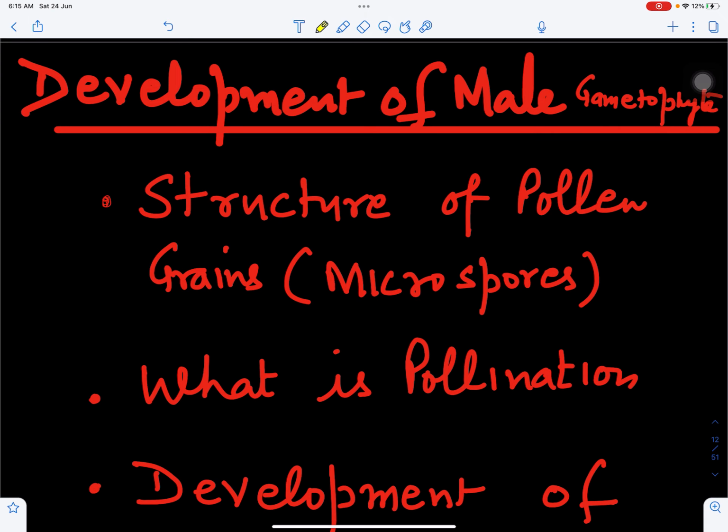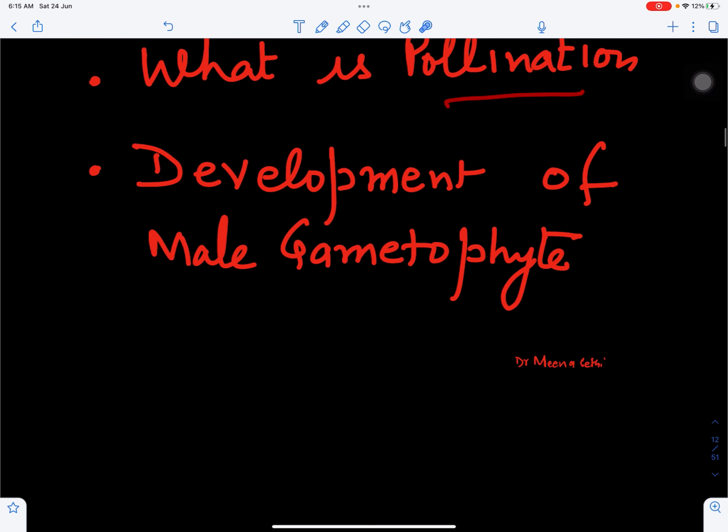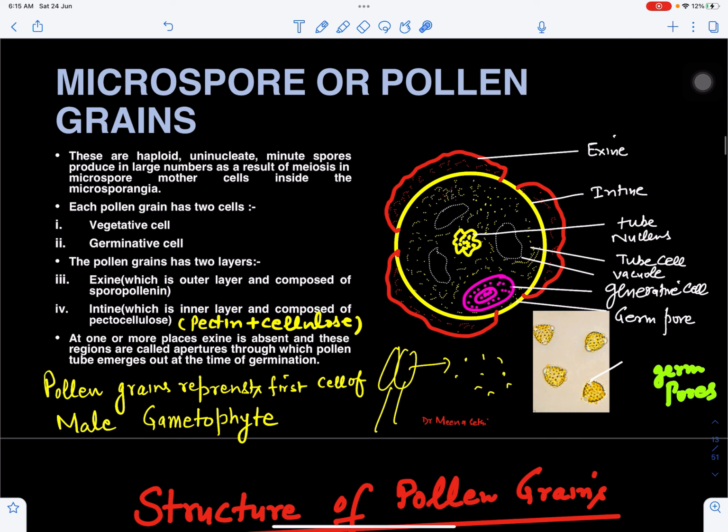Now pollen grains are the first cell which represents the male gametophyte, and they will form the male gametophyte. Now we will discuss the structure of the pollen grain or microspores, how pollination occurs, and then how they develop to form the male gametophyte. Like we discussed, microspores or pollen grains are released from the anther by its dehiscence, and each pollen grain is haploid in genetic constitution.